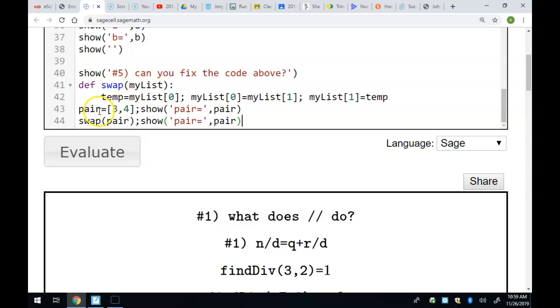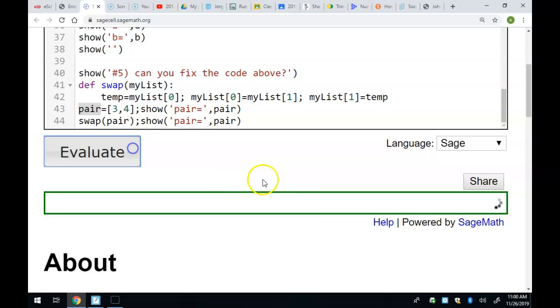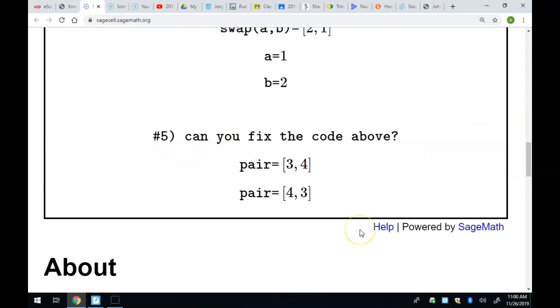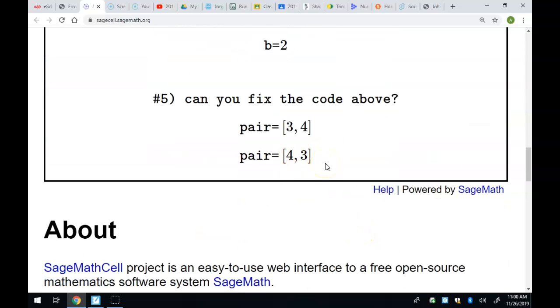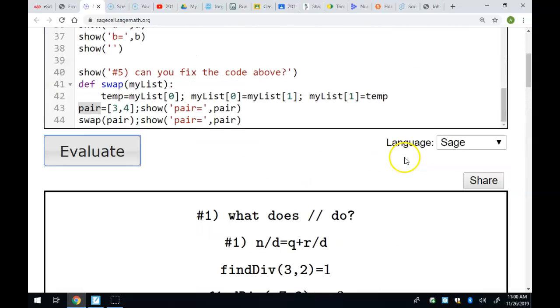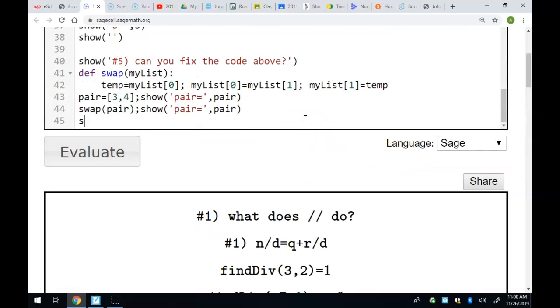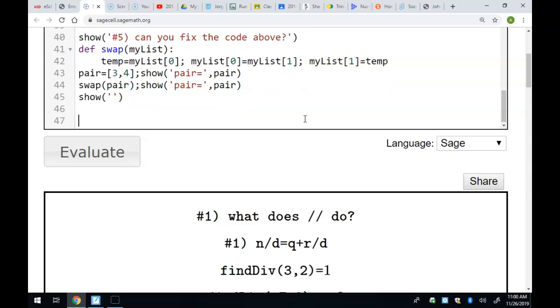So pair is a global variable. Does it change to 4, 3? That's the question. All right, let's see. Yep, it did. So if you want to mutate a list of numbers, make it a list, right? The list type is a mutable type, mutable class. The list class is a mutable class. So show a blank. That was good. We're done with that.